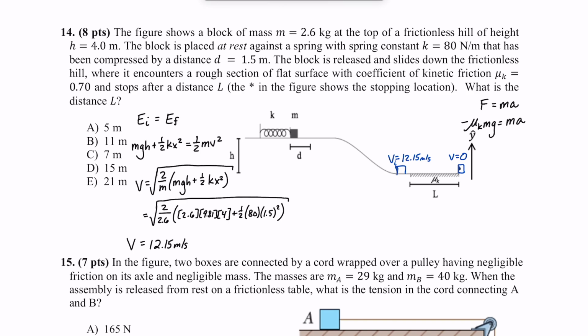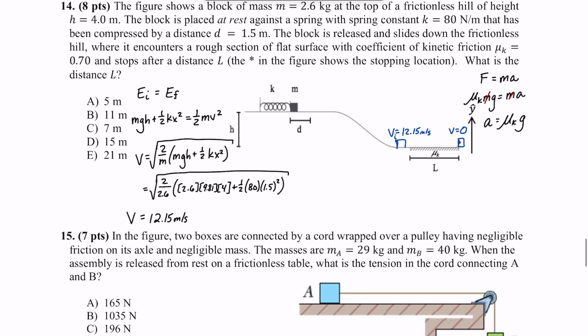I added in that minus sign. Let's just take it away for now. We'll add it back later. Solving for the acceleration, I have it equal to the coefficient of kinetic friction times g. So at this point, I'm set up with a kinematics problem. I know the acceleration, I know the initial and final velocities, and I want to find the distance. Using this kinematic equation, I can now solve for the distance.